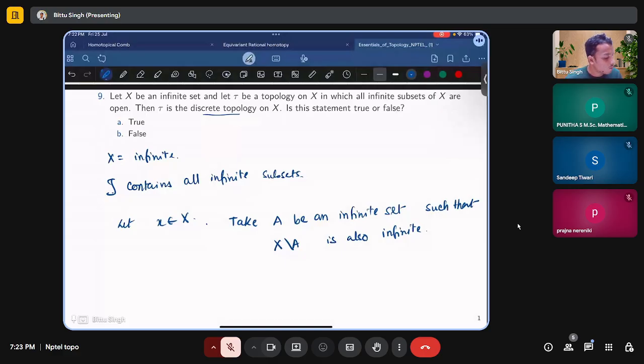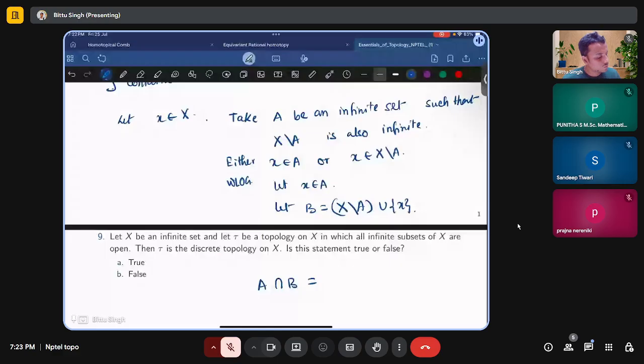You can see that b is the complement of a, and there is another term which is x, right? So what will be the intersection? Yes, the intersection is x. The only common term is x. x is also in a, x is also in b. Other than this, there is no matching. So a intersection b is x.